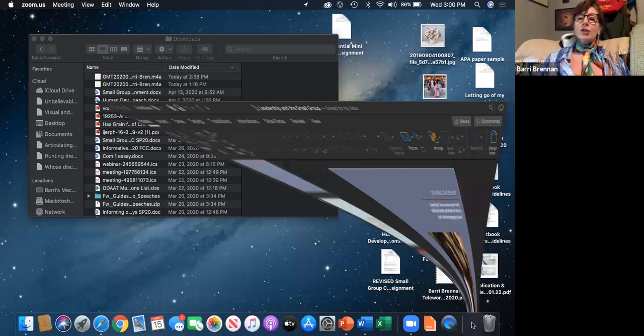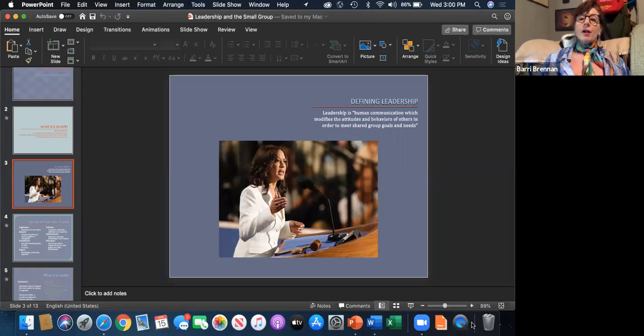When we define leadership, we're talking about understanding leadership as human communication, which modifies the attitudes and behaviors of others in order to meet shared group goals and needs. Okay, so a leader shapes through communication the attitudes and behaviors of others in order to meet the goals and needs of the group. Okay, so it's not about the leader. The leader does things to help the group.